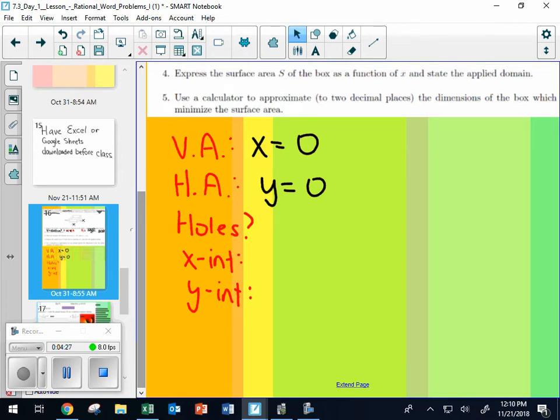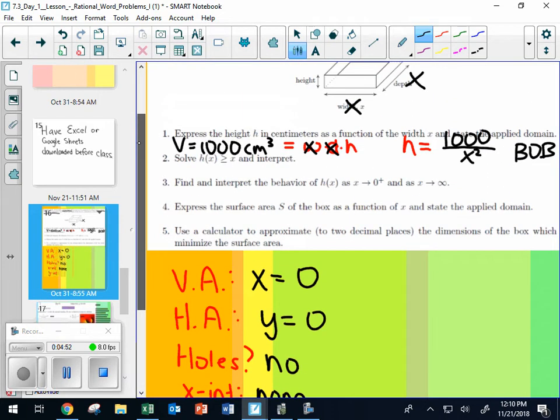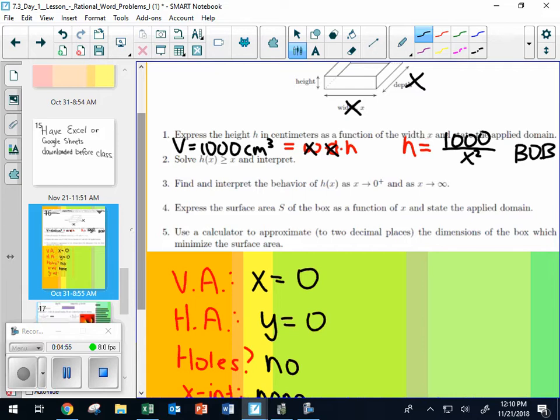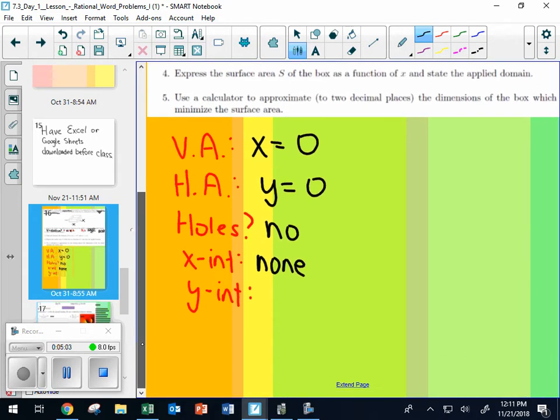Row 5, person 6, that'd be Quinn. Could you tell me another piece of information? No holes. Right, would you like to call on somebody? Okay. There are no x-intercepts. Because if we want an x-intercept, that means that h has to be equal to 0. And 1,000 divided by what will give us zeros? Nothing. You can't divide 1,000 by anything to get you 0. So we have no x-intercepts. And similarly, we also have no y-intercepts.